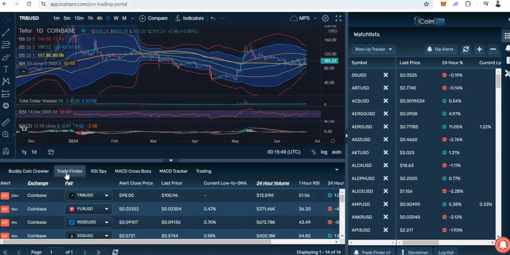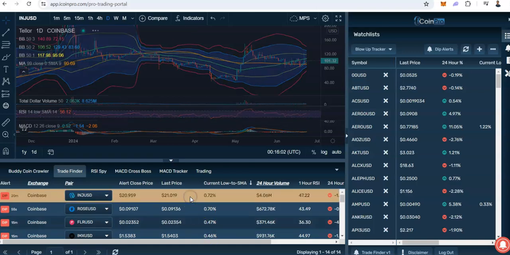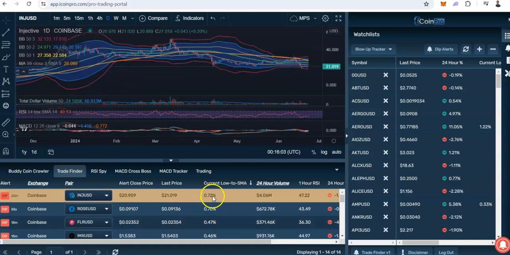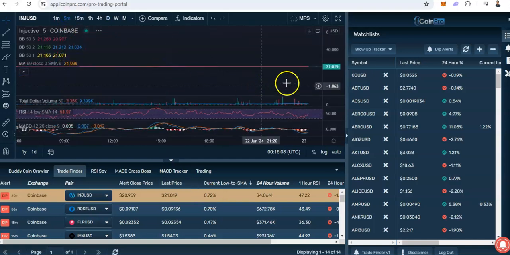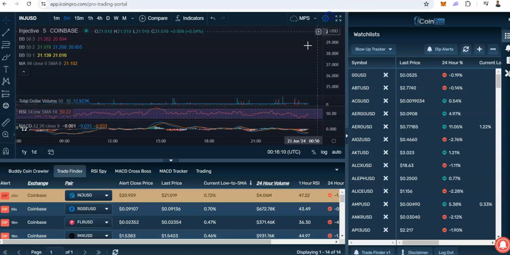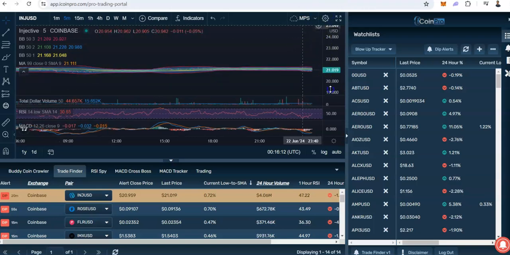So it takes only a few seconds to look at Buddy Coin Crawler. Trade Finder, I click right here, and then click right here again. And then we have the biggest spreads, the biggest dips from top to bottom. Usually we want this percentage to be like 2.5% for us to even entertain the trade. Let me go into the 5-minute time frame so that we can look at some of these coins a little better.